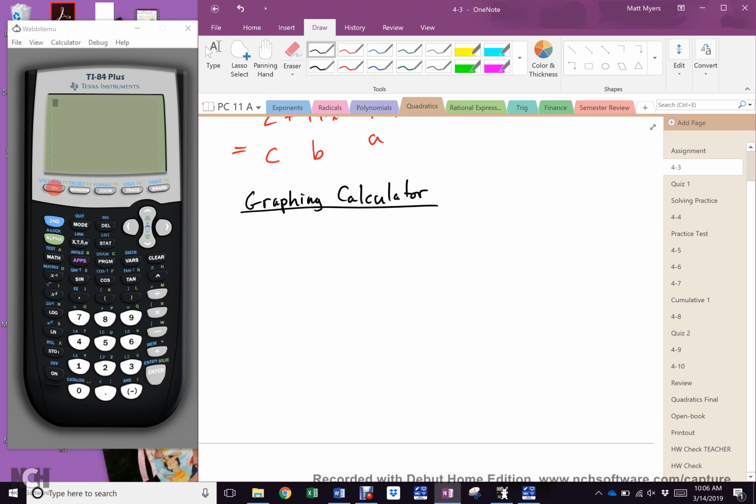See this button right here? Y equals? Everyone see it? It's up in the top left of your calculator that is in front of you. Push that button. You should be looking at a line of y1, y2, y3, y4, and a bunch of blanks. Yes? If you do not see plot 1, plot 2, plot 3 at the top, you must tell me now. Because it means your calculator's in a weird mode and I got to fix it.